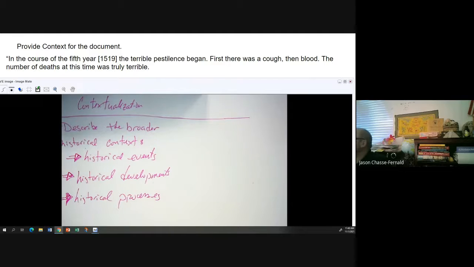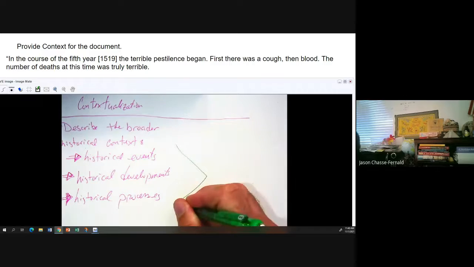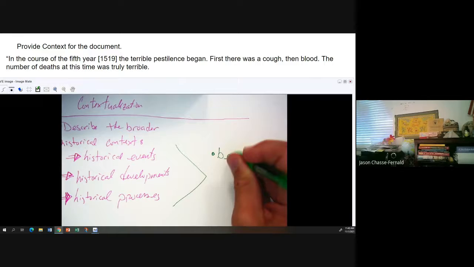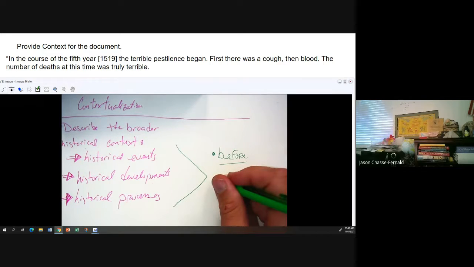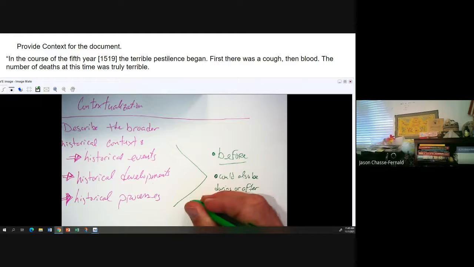Right, and looking to do one of these things for before the time period that we're looking at. Right, before the time period that we're focusing in on, could also be during or after, right?